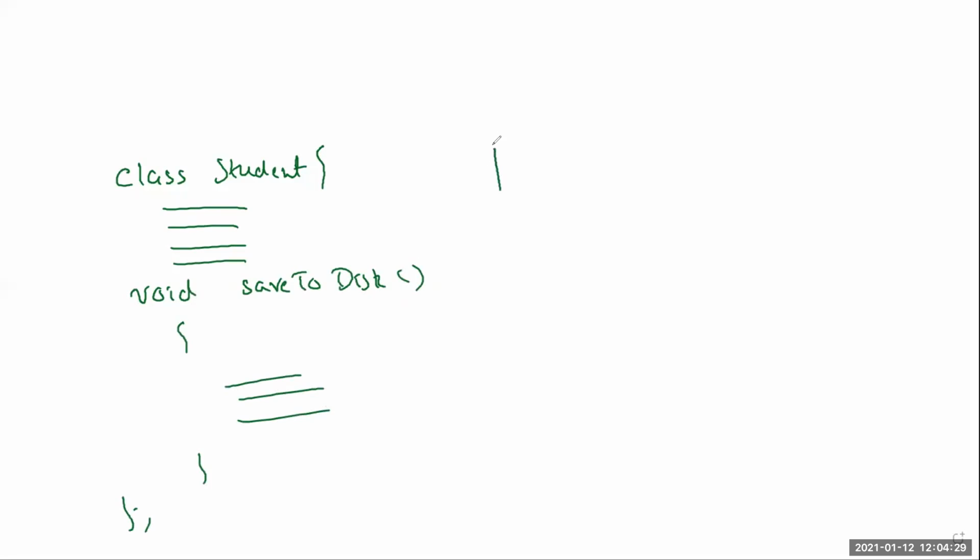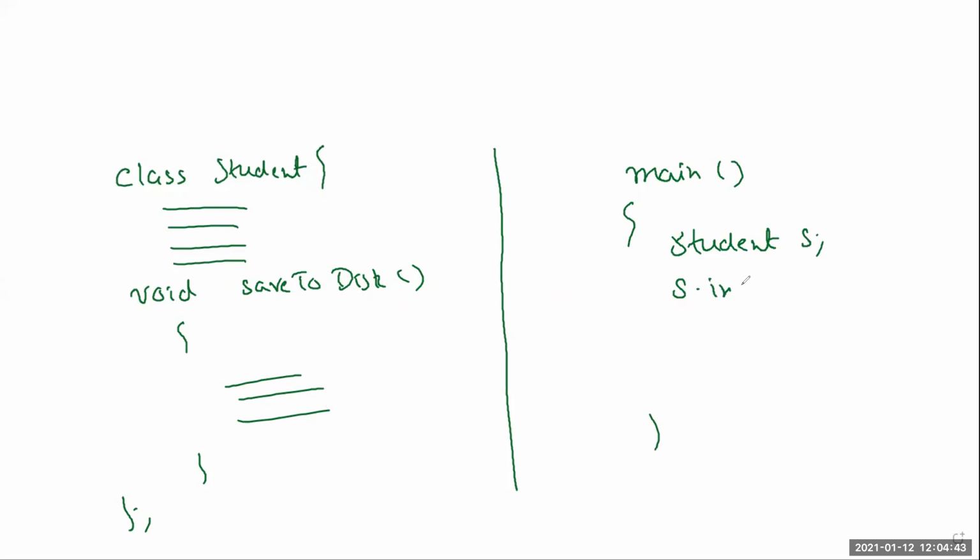But before I write this code, it is important to understand how this will work. Now you see, in the main I will make an object of student s. I will say s dot input. And when I want to save s, instead of writing the code in the main, I will write s dot save to disk. That's it. I don't need to worry.